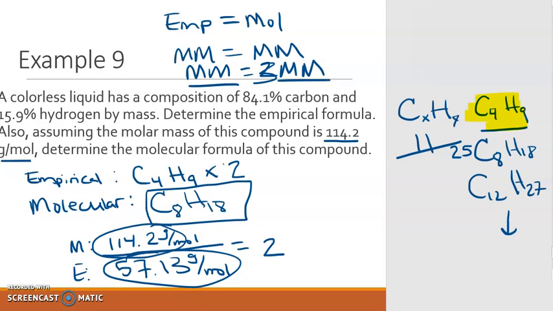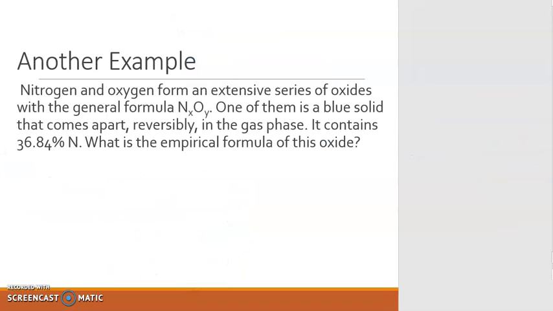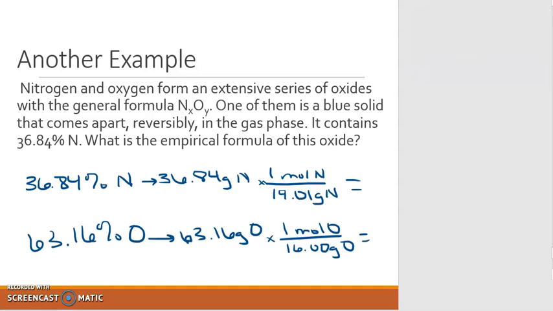So that is the true formula, whereas the empirical formula is C4H9. I'd like you to do one example on your own. Go ahead and pause the video and try to do this problem on your own. Then hit play to reveal the answer.